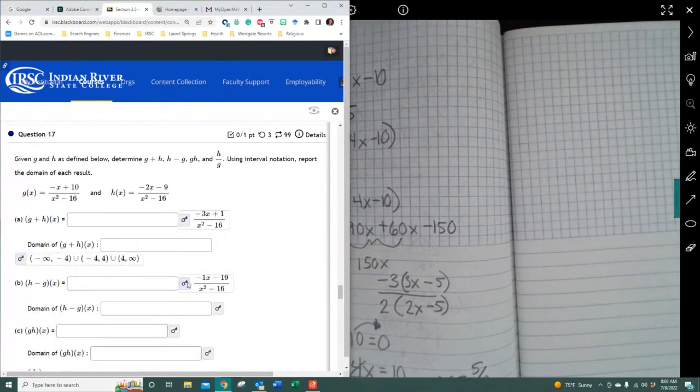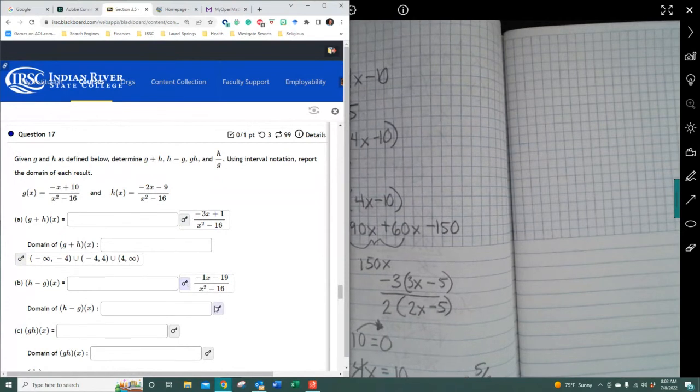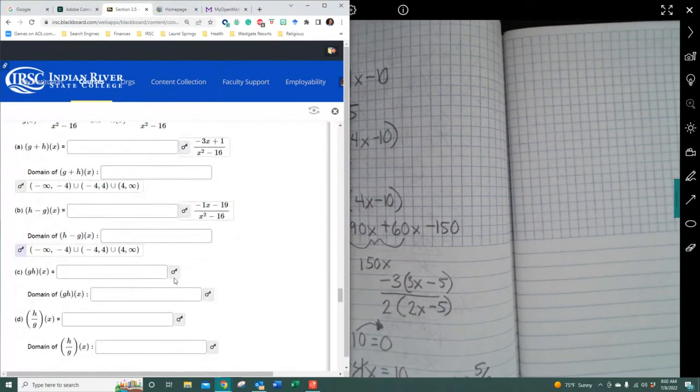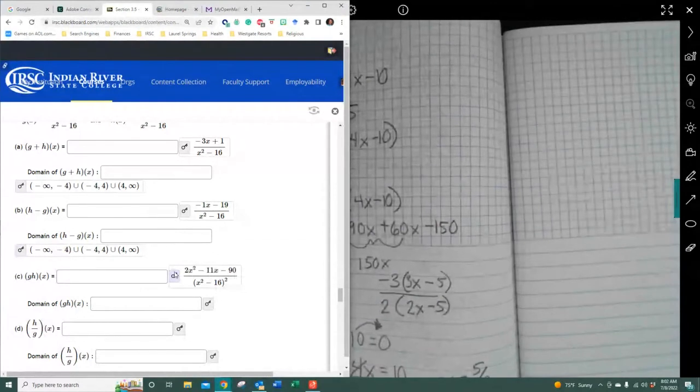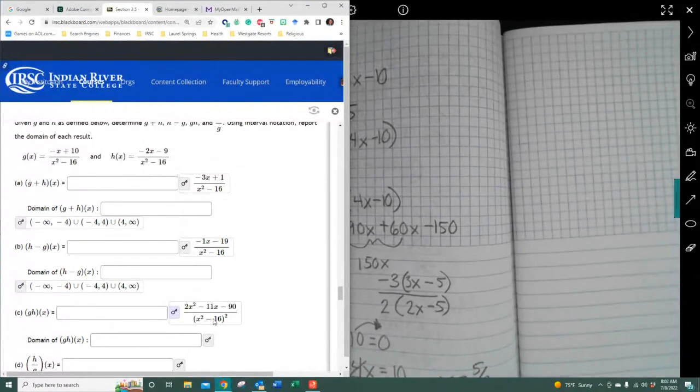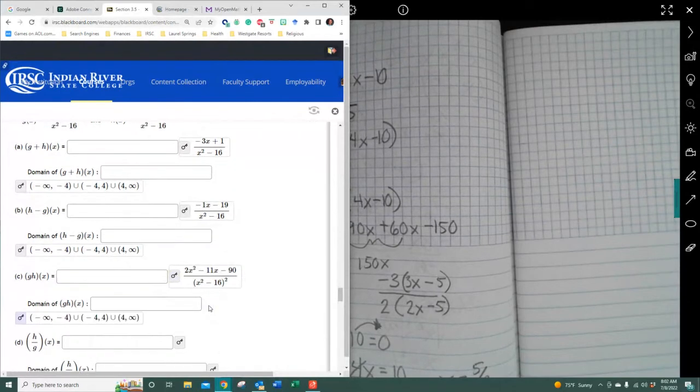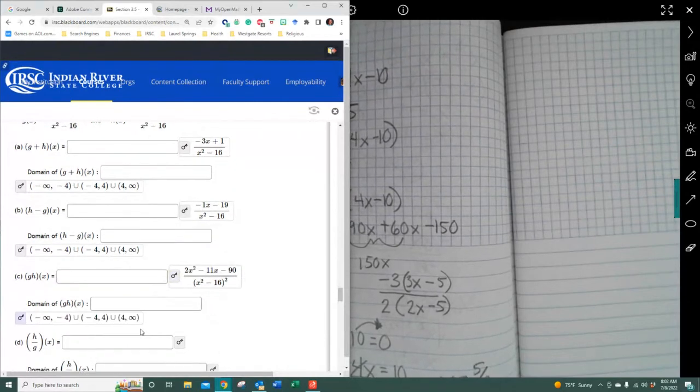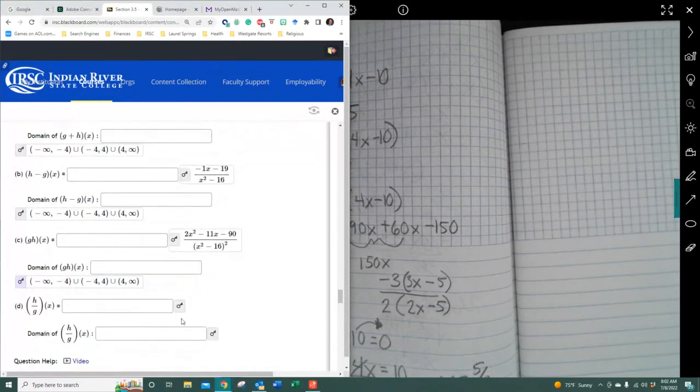Likewise, the same thing occurs when you're doing subtraction, and you get the same exact restriction. Then you're talking about multiplication. When you multiply them, you're going to get this for a squared and everything else, and you have the same exact identical restriction. And then you're doing division.